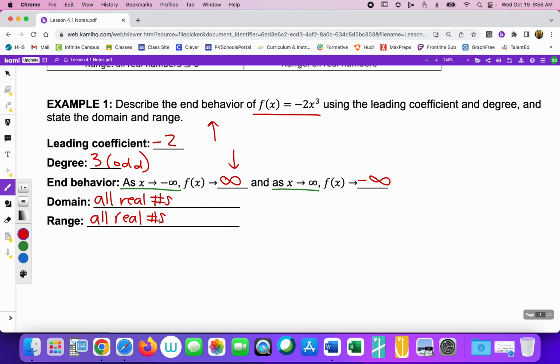Now, the only thing that changes here is, so still odd degree, if that was a positive 2, it would go down, up in that order. Okay. So very basic memorization would be knowing which one's up, down, and which one's down, up, which one's up, up, and which one's down, down. Okay. If you can do that, you should be okay. All right, but use the chart to help you with that.